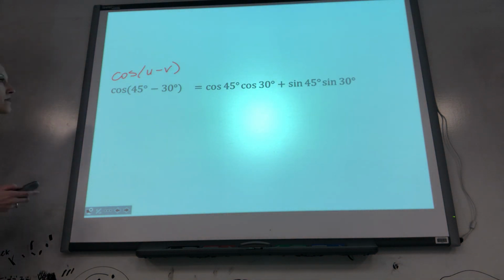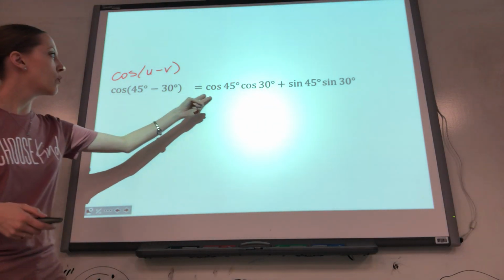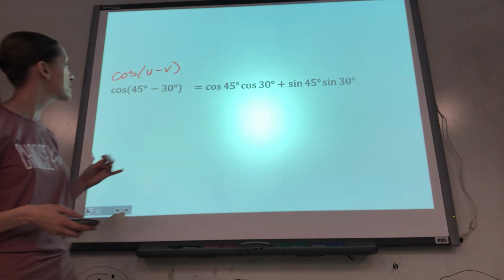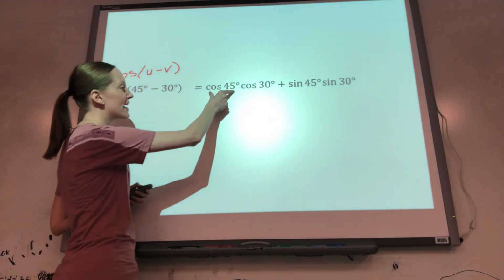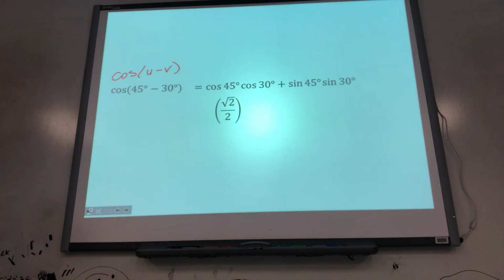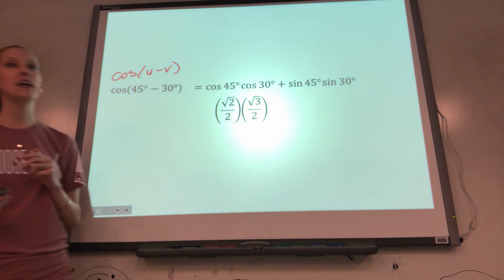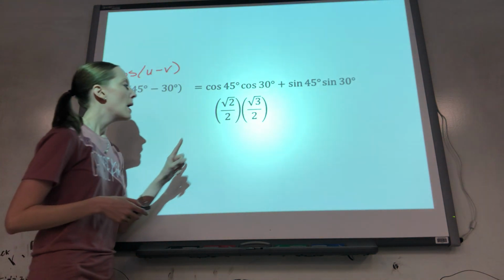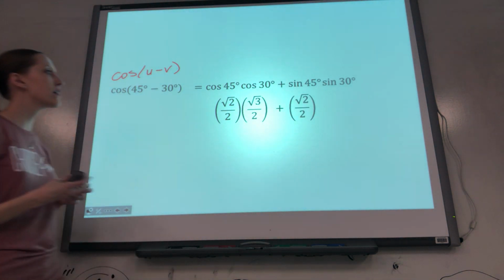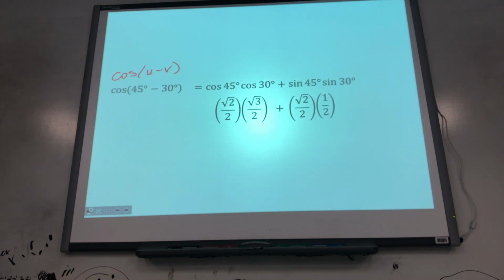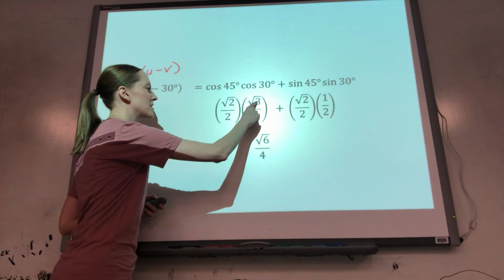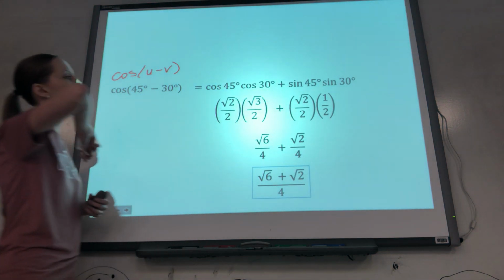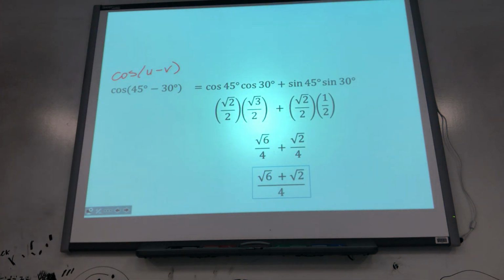of 30. Now, handy dandy will be helpful right here, or you could actually look back at the numbers you found earlier. They're just in different spots. Cosine of 45 is radical 2 over 2. Cosine of 30 is radical 3 over 2. Plus sine of 45, which is radical 2 over 2, times sine of 30. Everything is positive here. That's good.